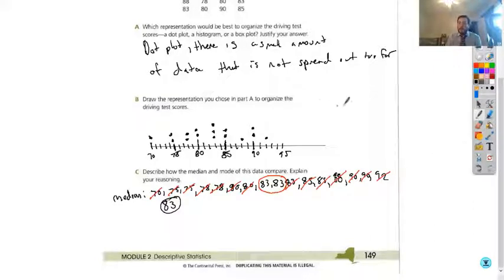Now, another way we could have done that is that same method of elimination, but we could have used our chart here. So we could have crossed off one at the beginning, one at the end, and then keep going through until we got to our middle. So we keep going.